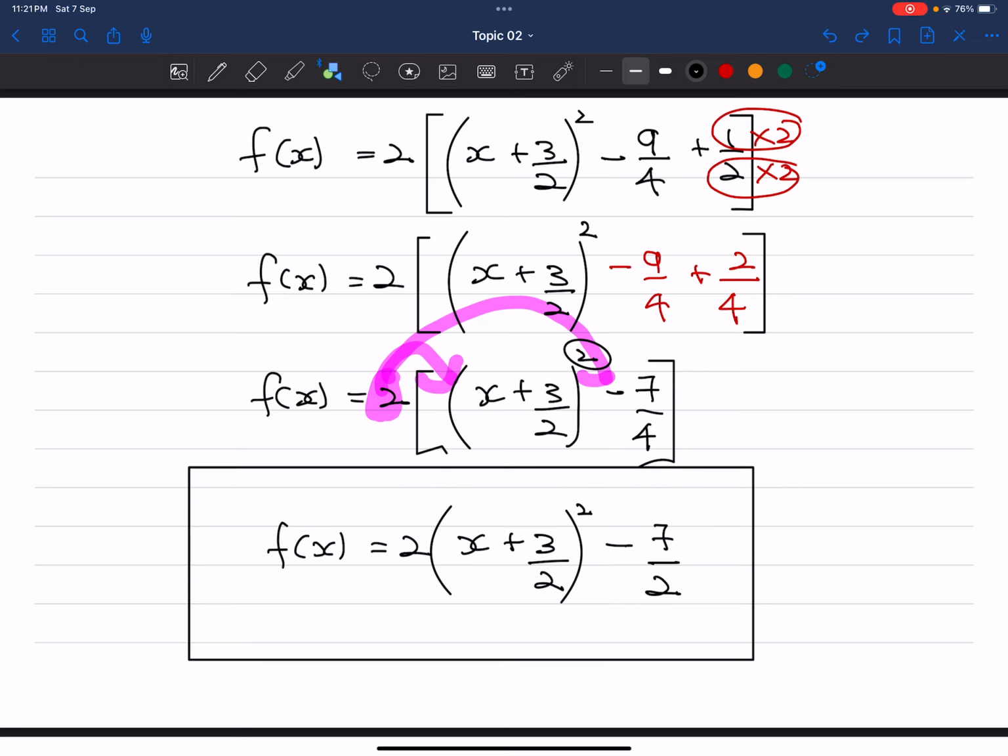Okay, later on the next lesson, I will tell you from that completed square, how to get the minimum and maximum point. See you on the next lesson.